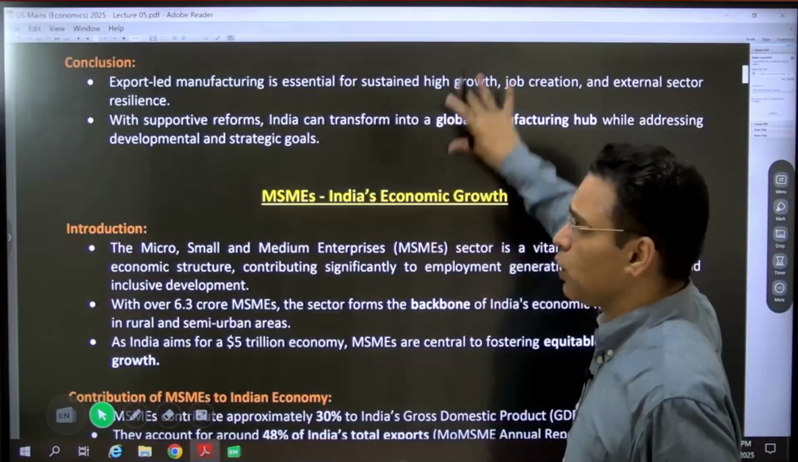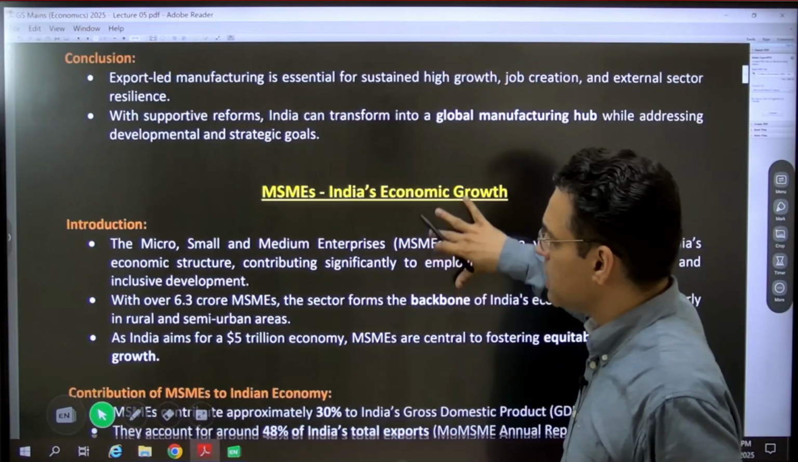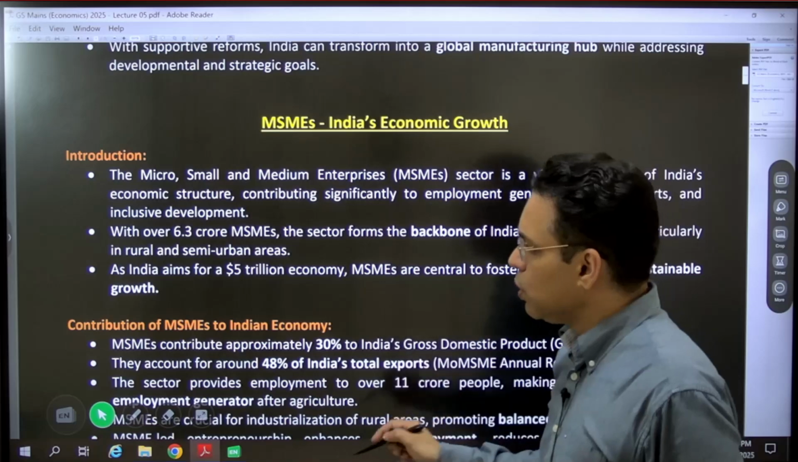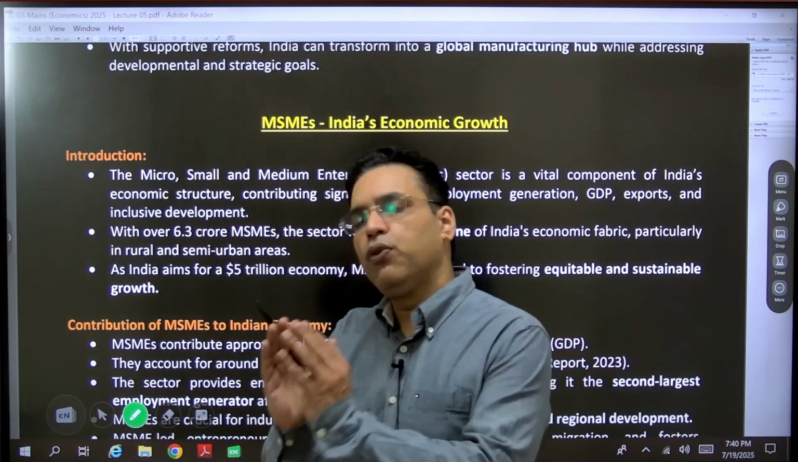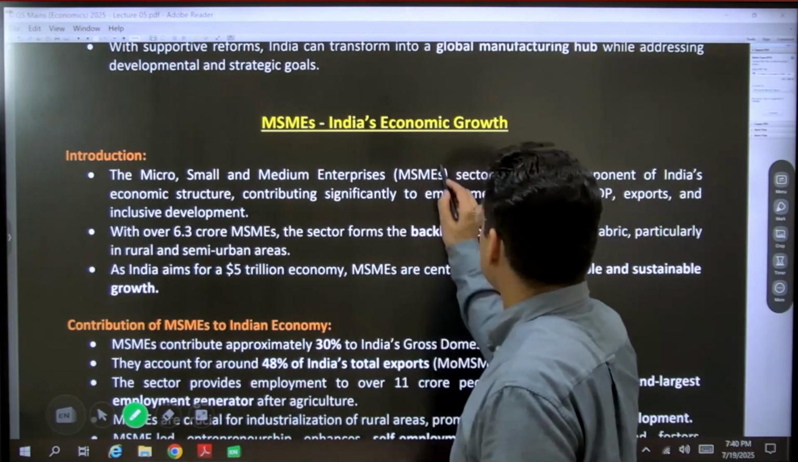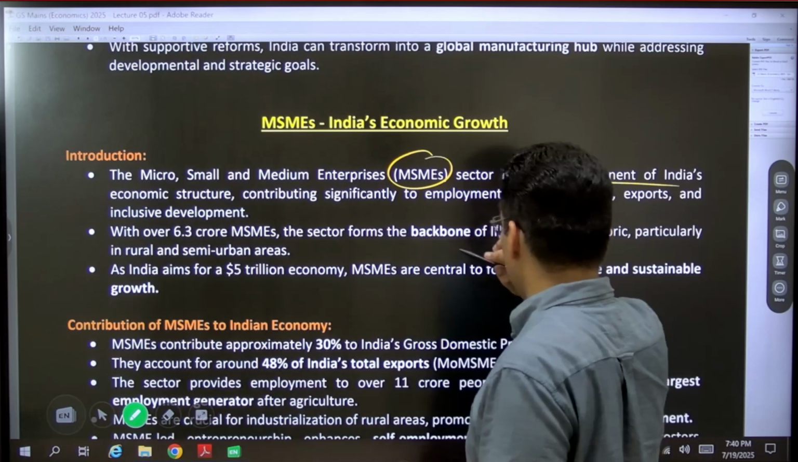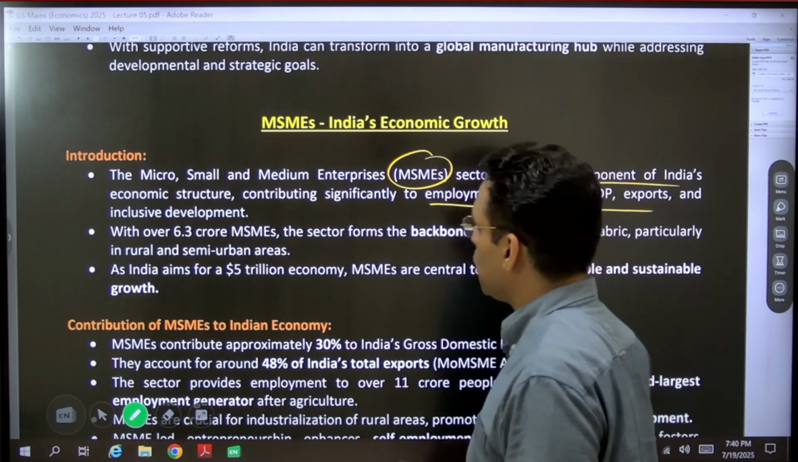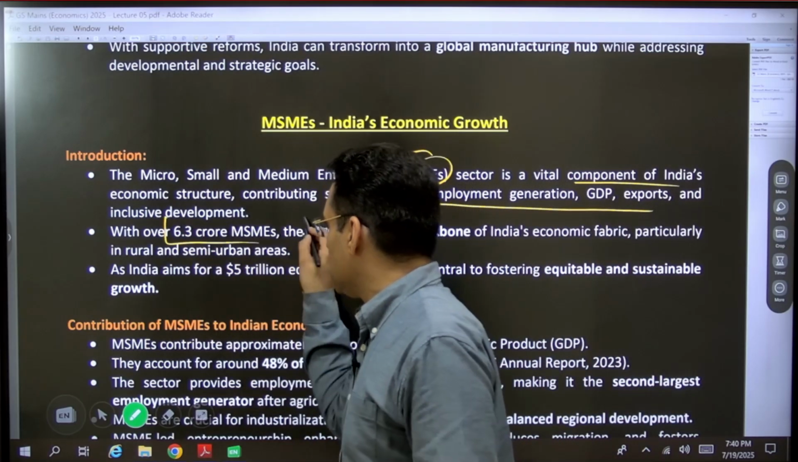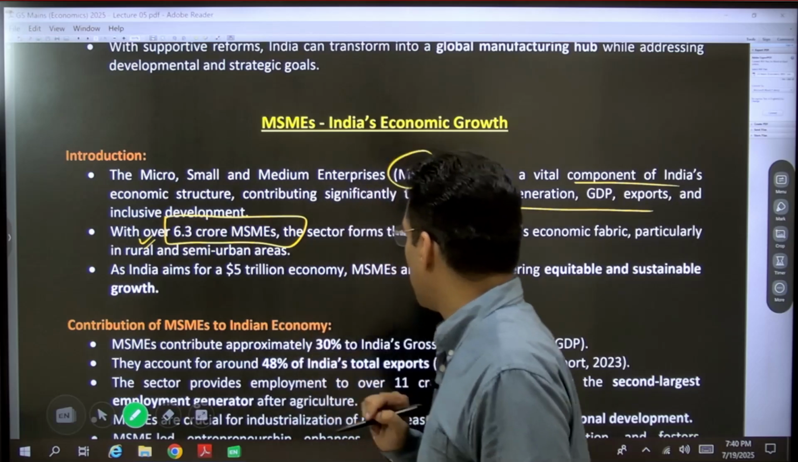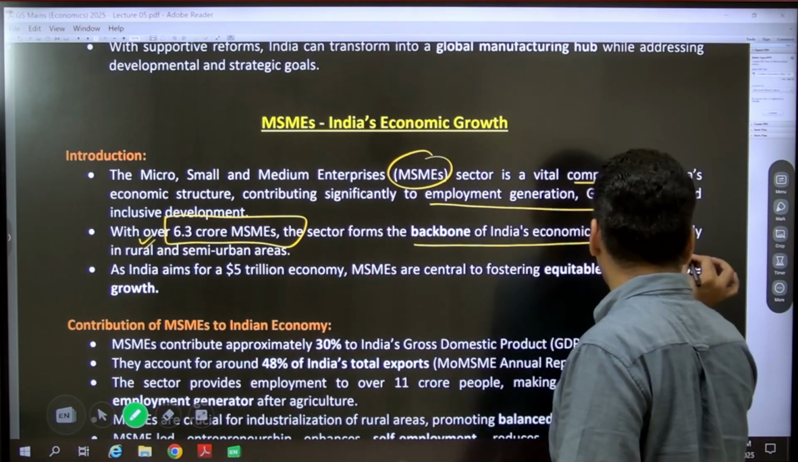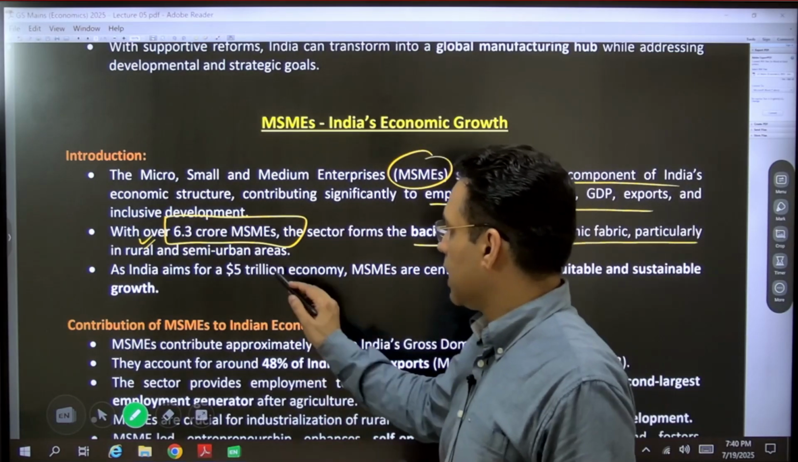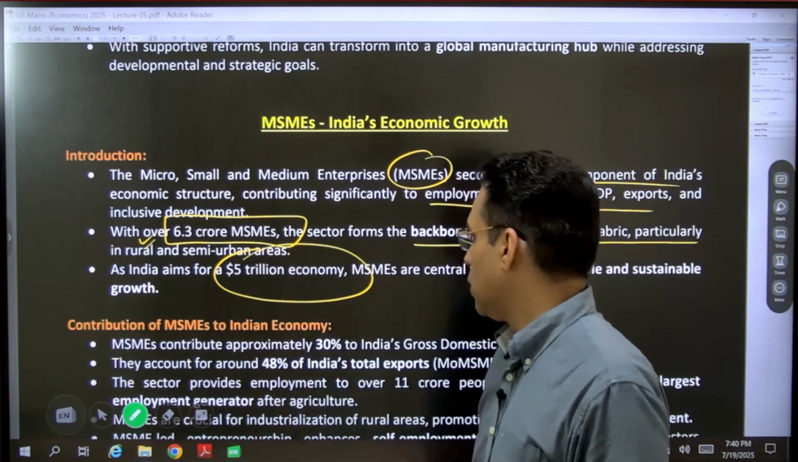This topic is similar to the previous one because MSME is also employment generation, and MSME focuses on export sectors. So MSME sector is a vital component: employment generation, GDP growth, exports. There are 6.3 crore MSMEs. Now this data is important. They form the backbone of the Indian economic structure, and they can help India to achieve the 5 trillion economy.